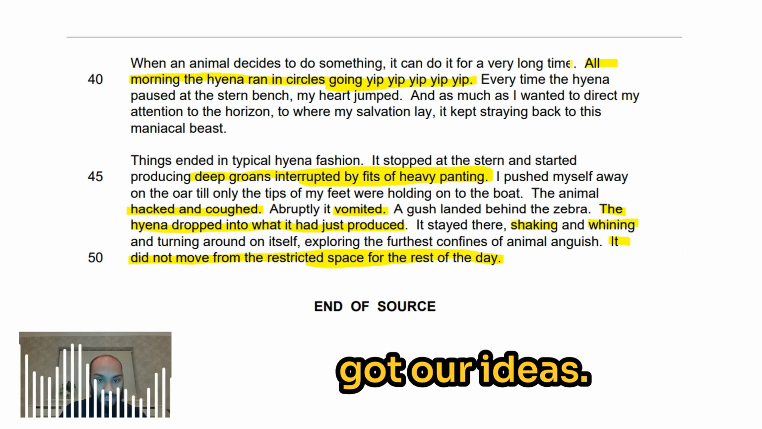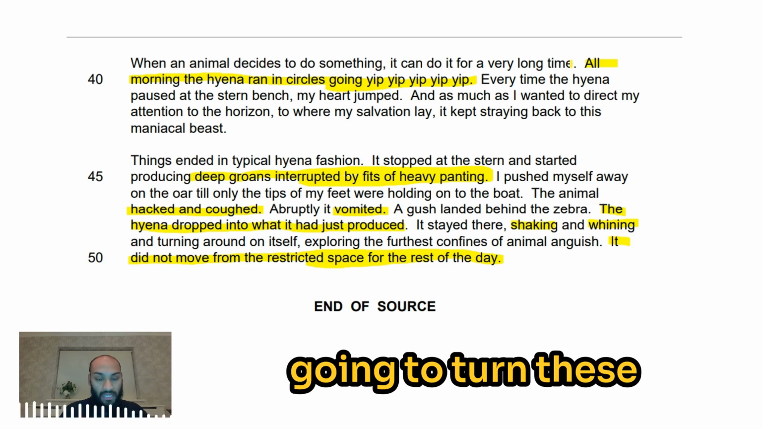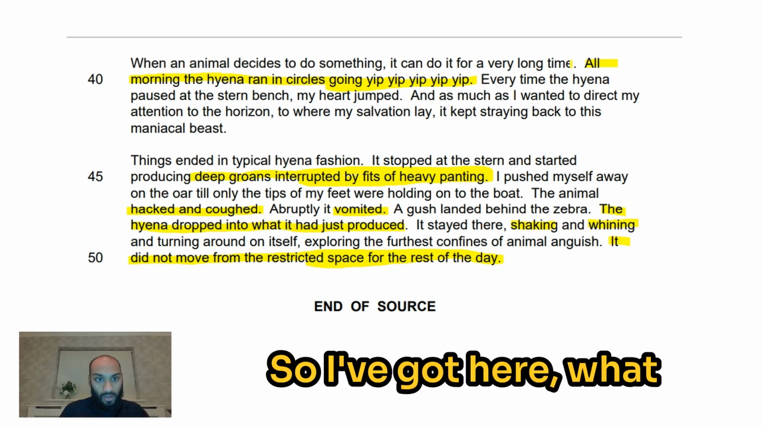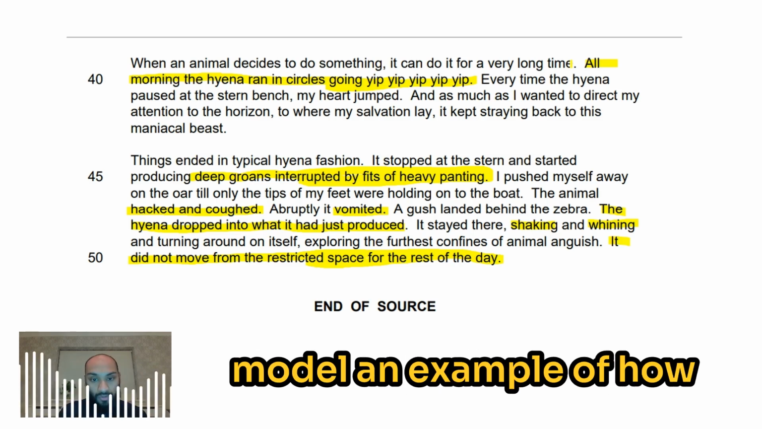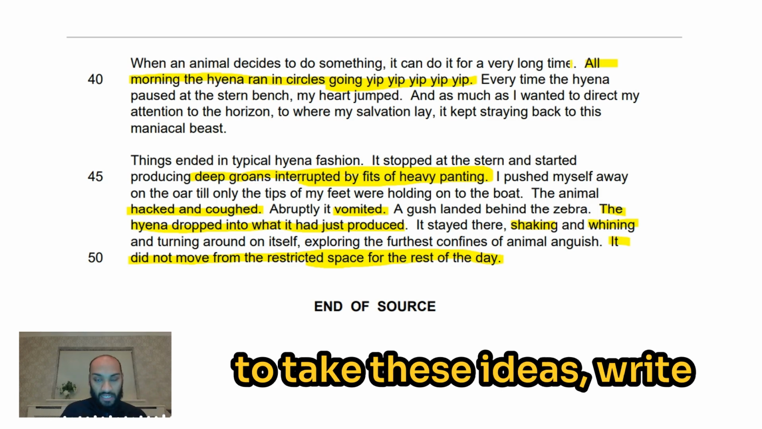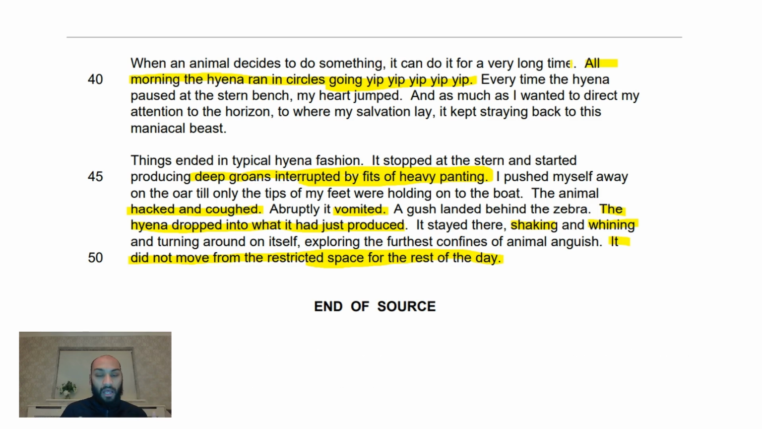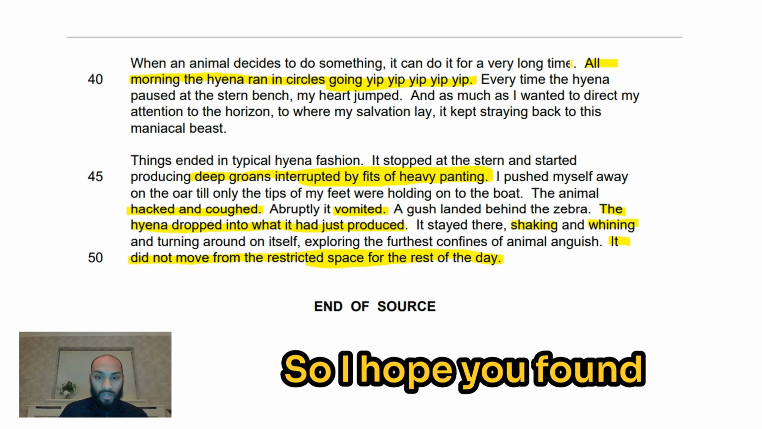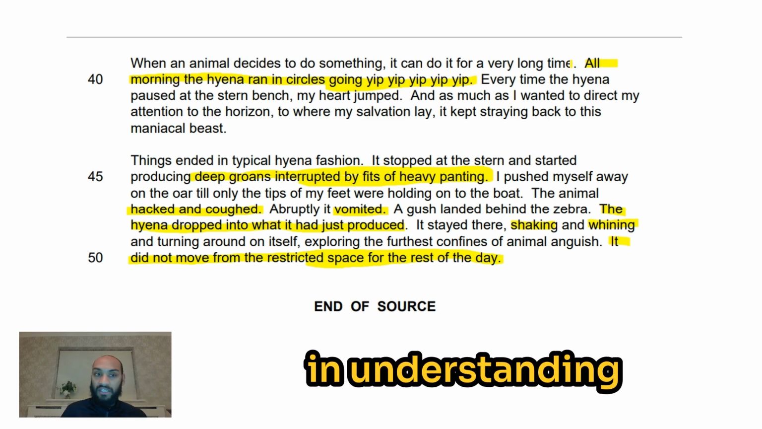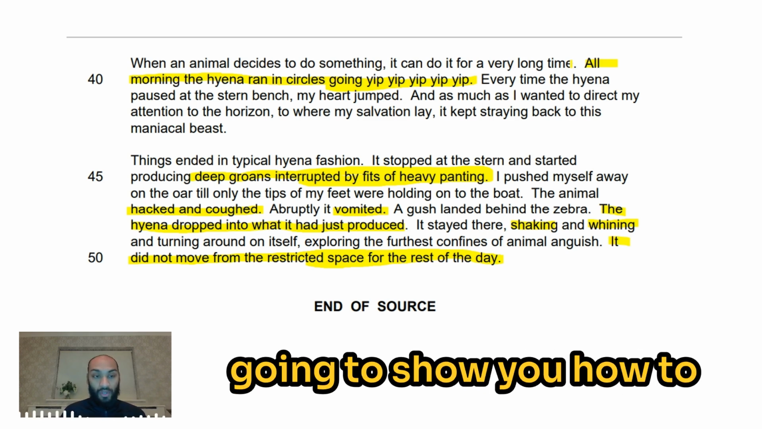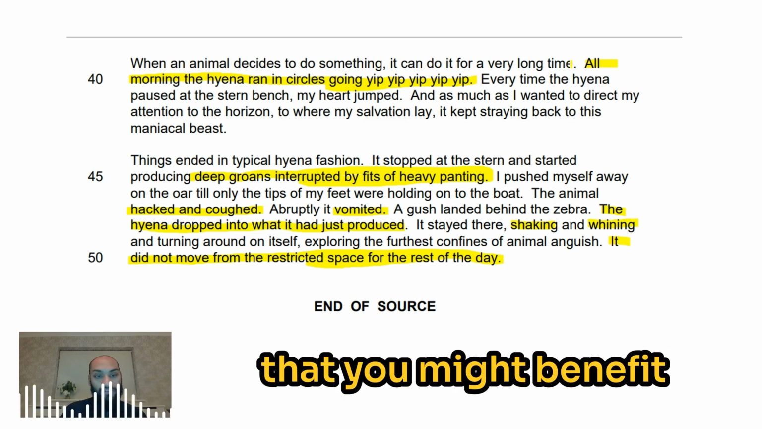So now we've got our ideas. We now need to think about how we're going to turn these ideas into a response. In the next video, I'm going to model an example of how to take these ideas, write them up, and show you how I would put together a part of this paragraph for question 4. So it's just me going through my thought process in understanding the question. In the next video, I'm going to show you how to actually write the answer, and model my own process so that you might benefit from it somewhat.